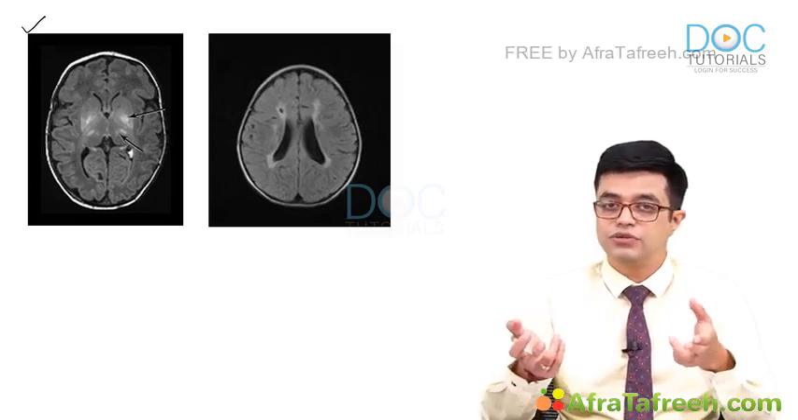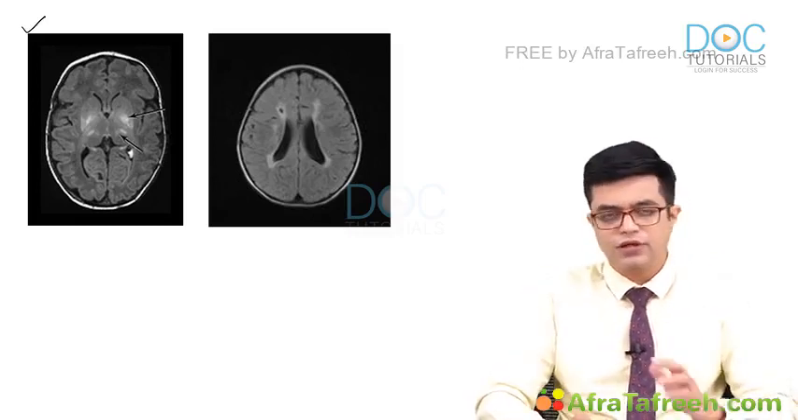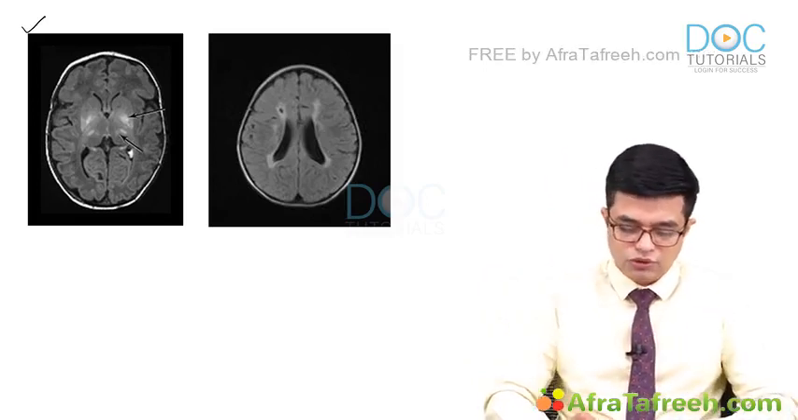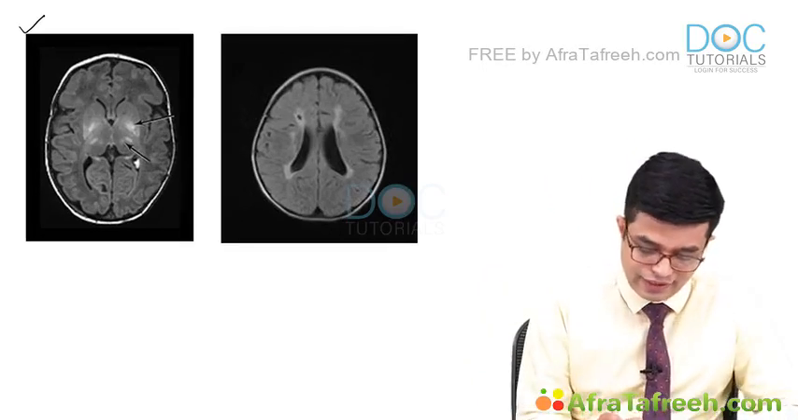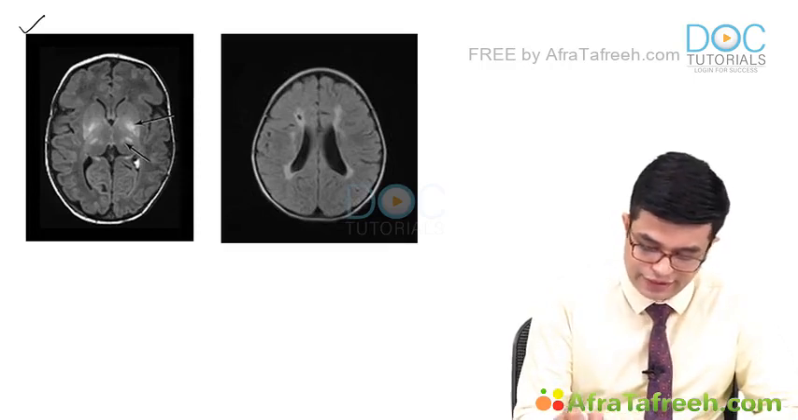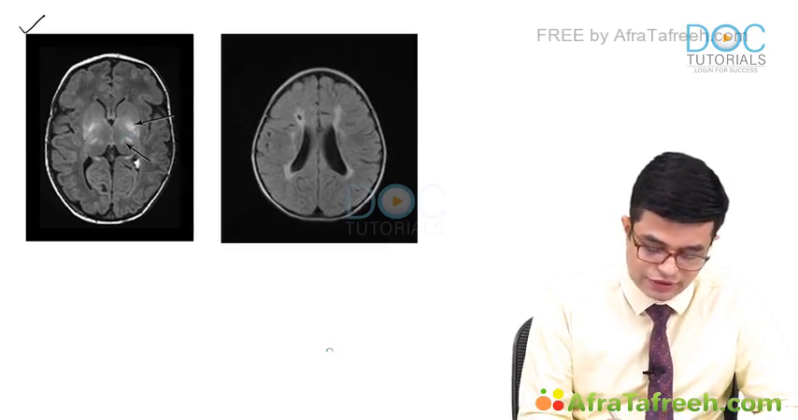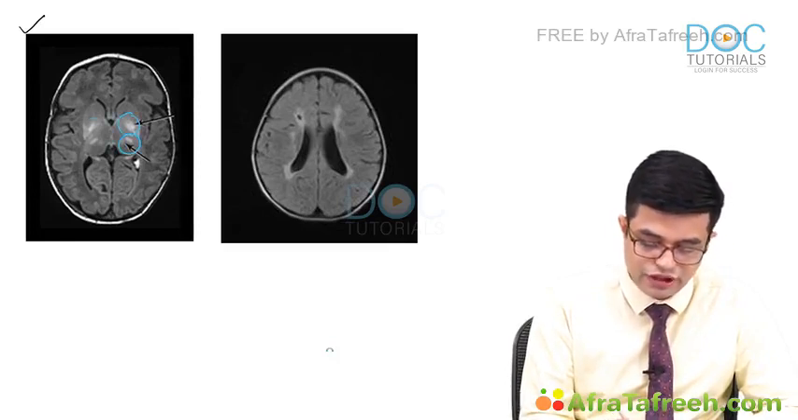How are you going to do that? Very simple. First of all, they have given a clue that there is ischemia in the patient, right? So look at these lesions. This is the area where basal ganglia and thalamus are present. So this is the area where lesions are present.